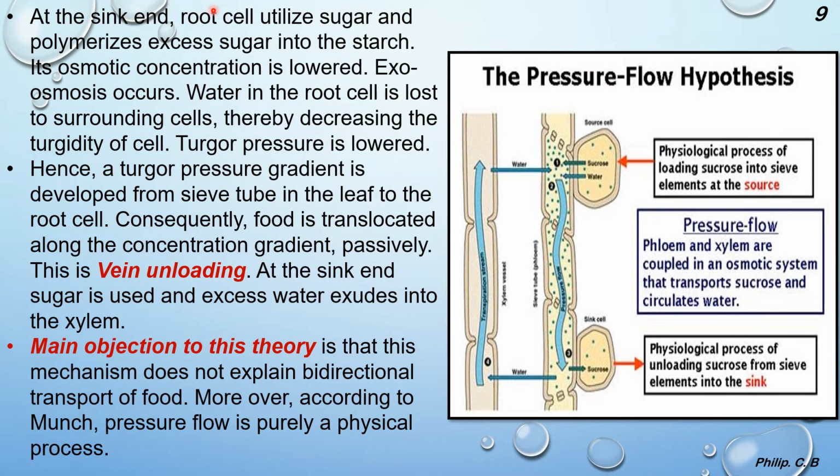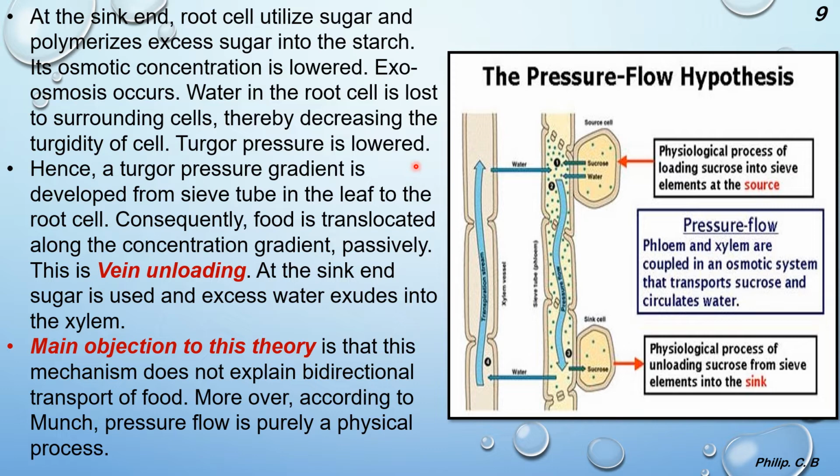Now, further, at the sink end, root cell utilizes sugar and polymerizes excess sugar into starch. Its osmotic concentration is lowered. Exosmosis occurs. Water in the root cell is lost to the surrounding cells, thereby decreasing the turgidity of the cell. Turgor pressure is lowered. So, the sink end, that is the place where the food has to be translocated, where the sugar is utilized, or the sugar is again converted into starch if there is an excess amount present. So it takes place by the exosmosis. Because of which exosmosis, the turgidity of the cell also decreases, lowers.